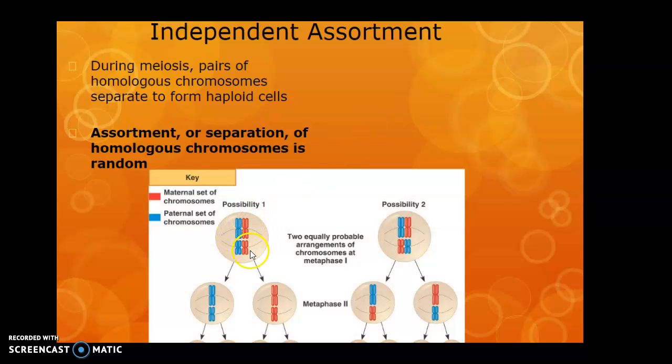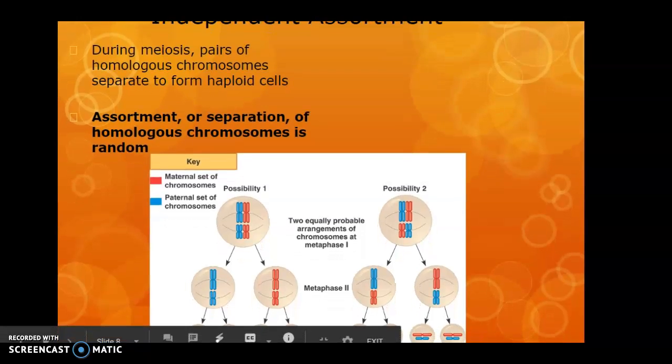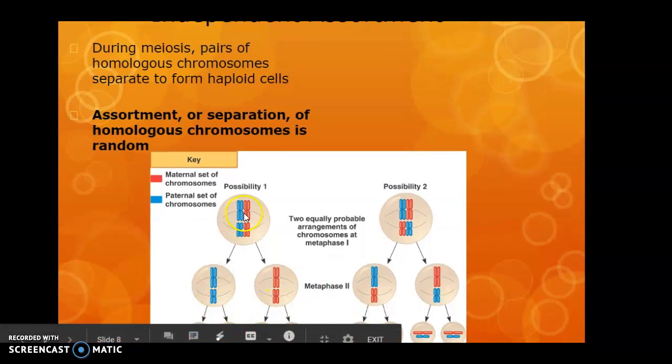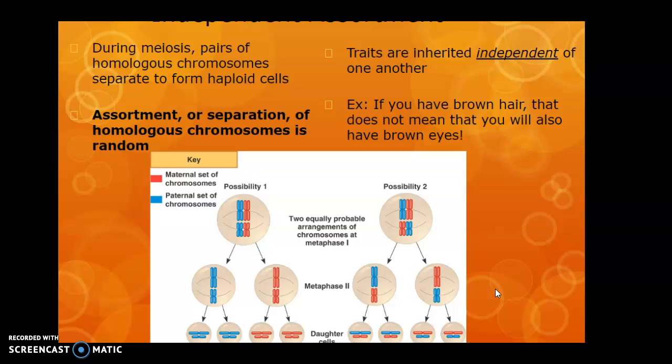So for example, if we only had 4 chromosomes that we were working with, notice we can have possibility 1 here or possibility 2 distribute those chromosomes differently to the offspring. In the case of possibility 1, we have the combinations listed at the bottom here, and then in possibility 2, notice the combinations are different. The traits do not have to be inherited together because they are assorted independent of one another. They are inherited independent of one another. And there's your example.